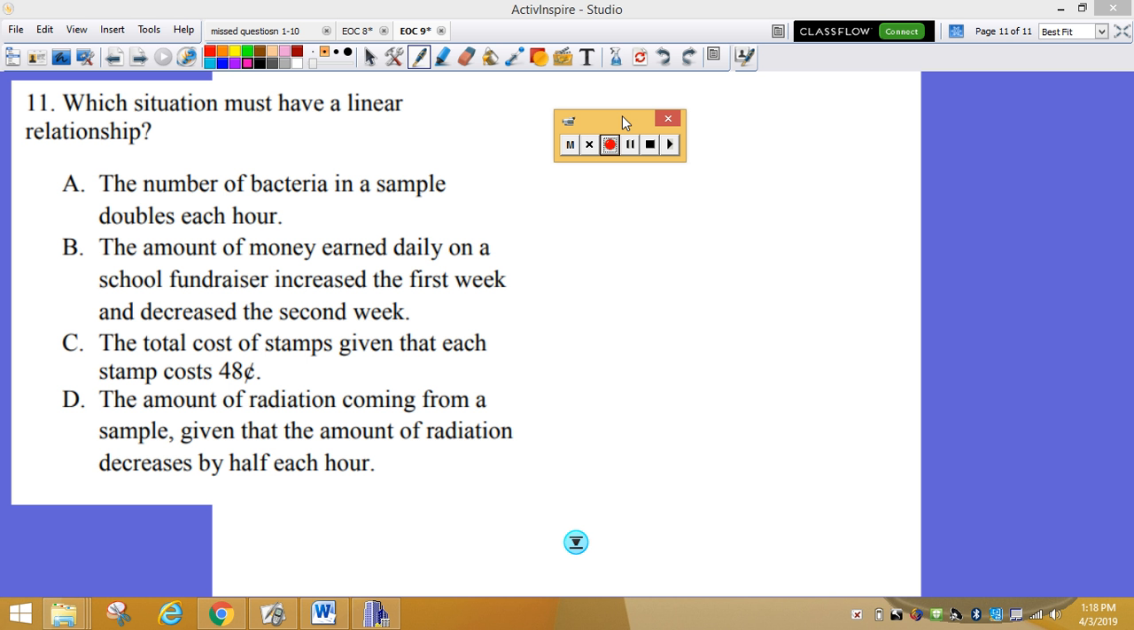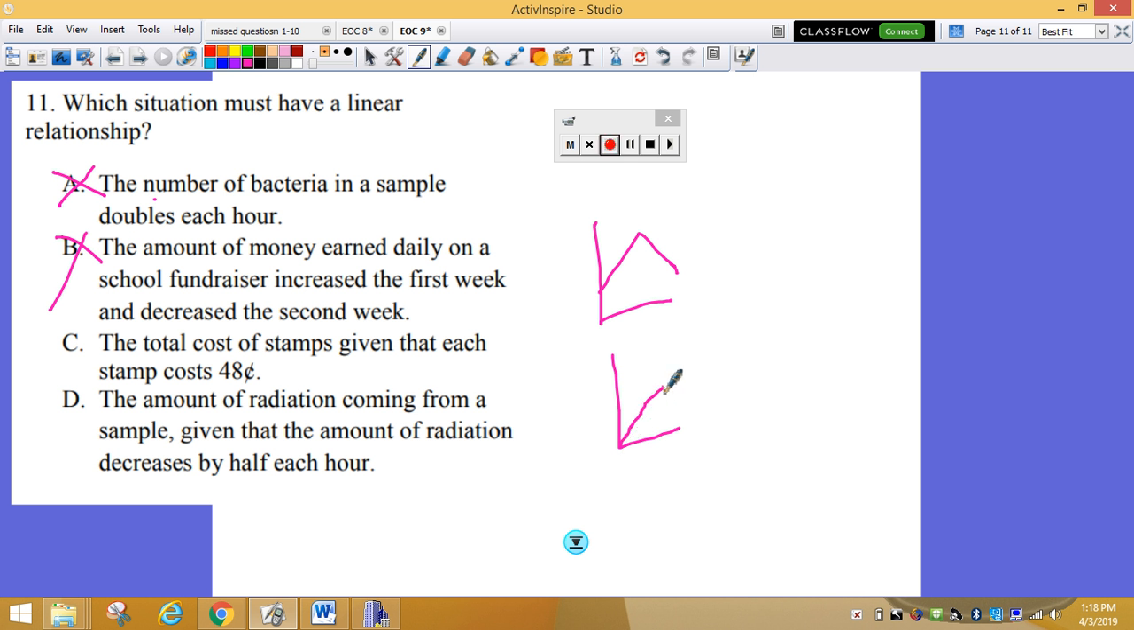All right, which situation must be linear? If it doubles each hour, that means we're not increasing by the same thing. We're going to keep doubling, so it's not A. The amount of money earned daily at a school fundraiser increased the first week and then decreased. Well, that's not linear. Linear's got to be a straight line, so that means it's saying it's going up and then down, and that's not a straight line. Curves. The total cost of stamps, given that each stamp is 48 cents. So that means each stamp I buy, I'm going to go up the same amount. I'm going to go up 48 cents each stamp. So that's the one that's linear.